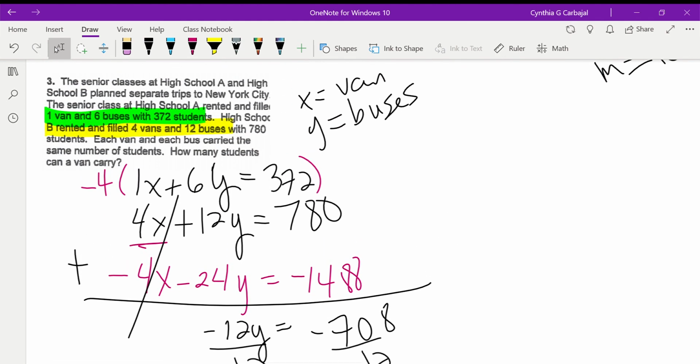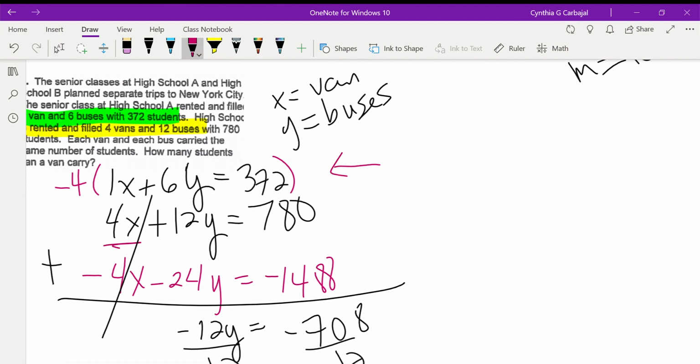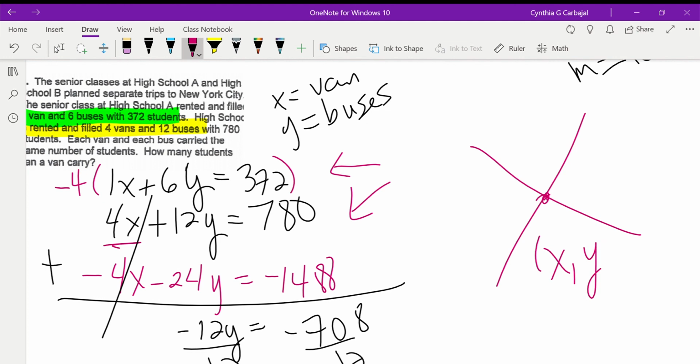Now those are the hardest way of doing it. The easiest would be to graph these two equations on Desmos Online Graphing Calculator and find where they intersect. That'll give you an x and a y coordinate, and that will give you the vans and buses. Okay, that's it.